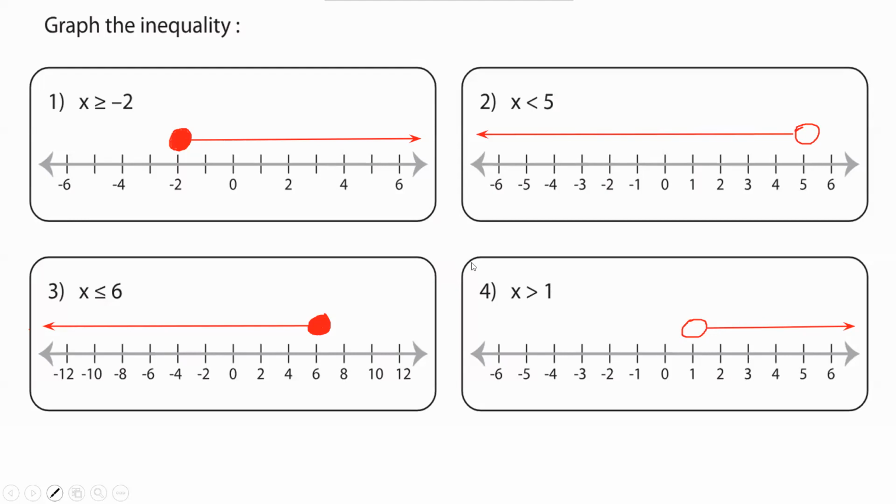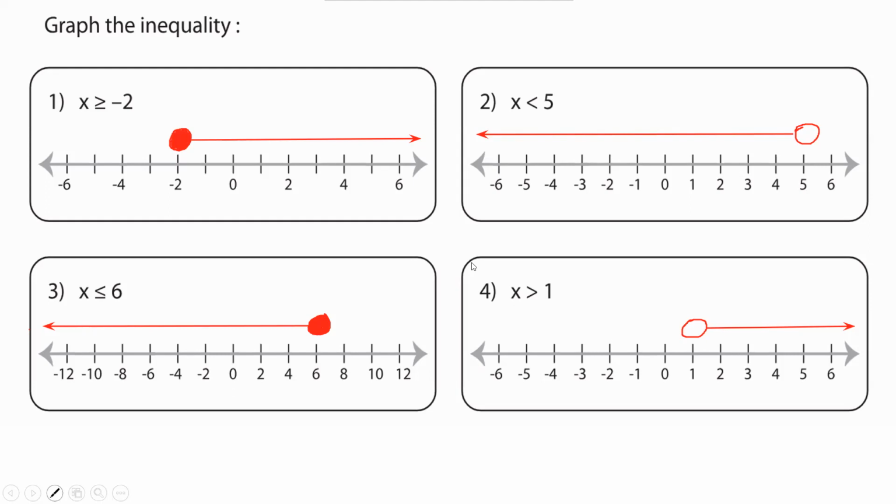And Dion, do you understand? Let me know, Dion, if you understand. Yes, I do. Okay. So are we ready for the graded exercise? Yes, sir. Okay, good.